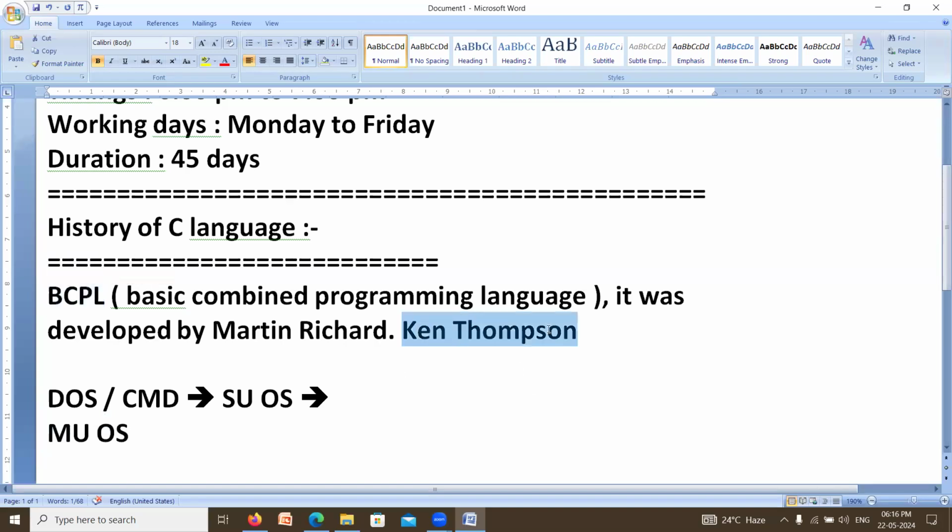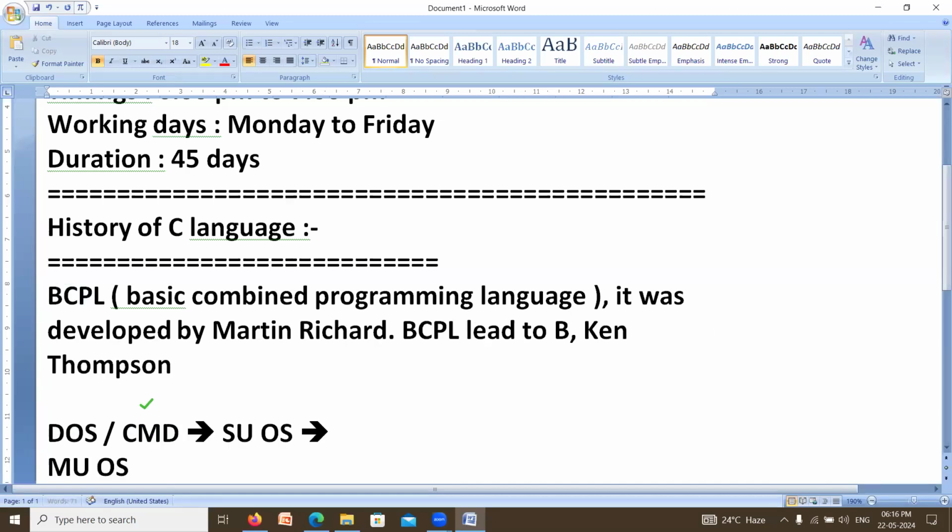So Ken Thompson developed a new programming language, and it was named after the first letter of BCPL, that is called B. So B was developed from BCPL. So BCPL led to B. B is a programming language. Who is the developer of B? Ken Thompson is the developer of B language.